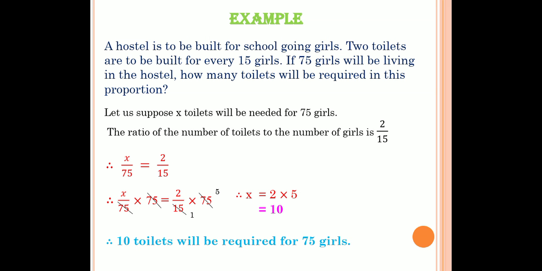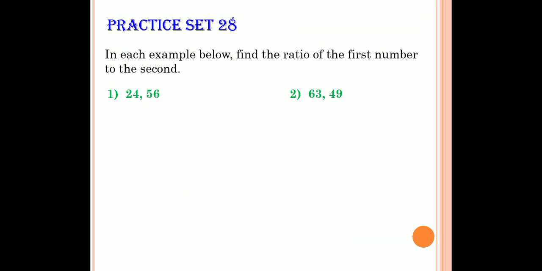I hope the example is clear. Now let us begin with our first practice set 28, and I will solve the sums along with you. In each example below, find the ratio of the first number to the second. First sum: 24, 56. Now let us find the ratio of the first number to the second. They have clearly mentioned first number to the second. That means we have to find the ratio of 24 to 56.